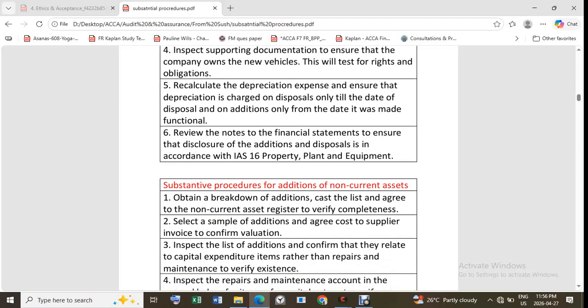Recalculate the depreciation expenses and ensure that depreciation is charged on disposal only till the date of the disposals. For depreciation expenses, till the date of disposal, the depreciation should be charged, and after that it should not be charged. And on addition, the depreciation should be calculated starting from the date it was functional, when it came to use. From the using date, the depreciation should be added.